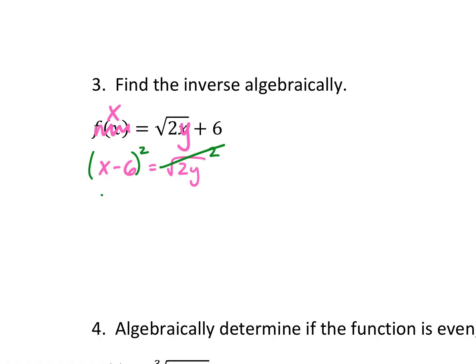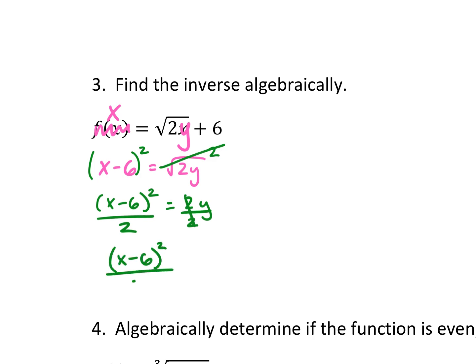You don't have to FOIL. Remember, it's multiple choice, so look at your answer choices to help you. It'll probably leave it just as squared, so don't FOIL it out, just leave it. Equals 2y, and what's the last step? Divide by 2. So x minus 6 squared over 2 would be our answer. This is our inverse.